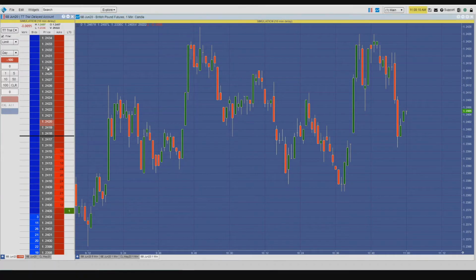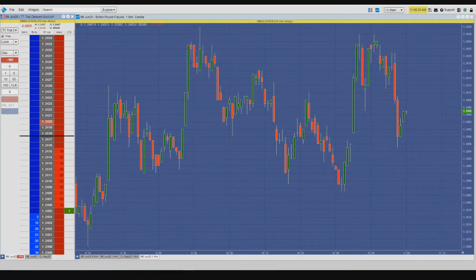So just following on from what we were speaking about in the previous video with regards to the order filling and the liquidity and the depth of market on the ladder, how does that then relay into charts?